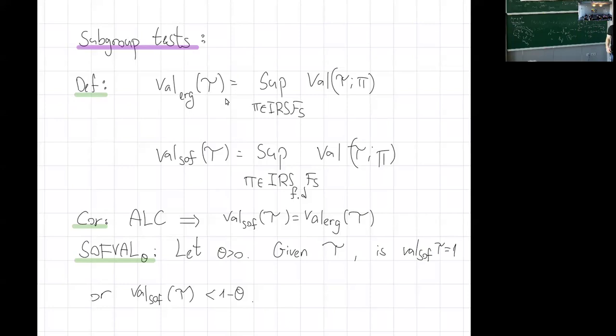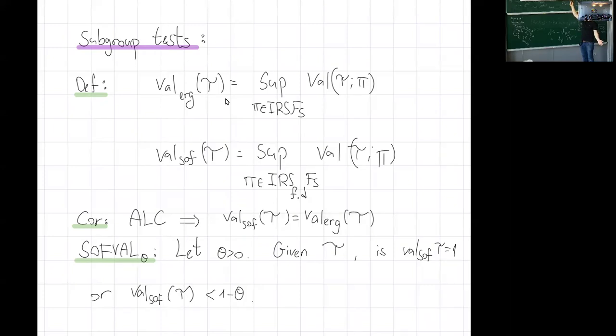But we will do it a bit like this. We will show some undecidability result that will imply that there exists such a separating subgroup test. Okay, but notice that we already now have actually two decision problems, right? I can ask you, given a subgroup test, distinguish between ergodic value 1 and ergodic value strictly smaller than 1 minus theta. But I also have a decision problem regarding the Sophic value of the test.